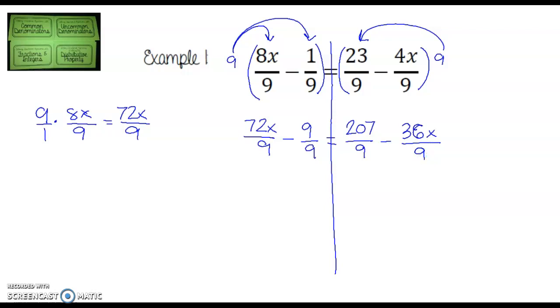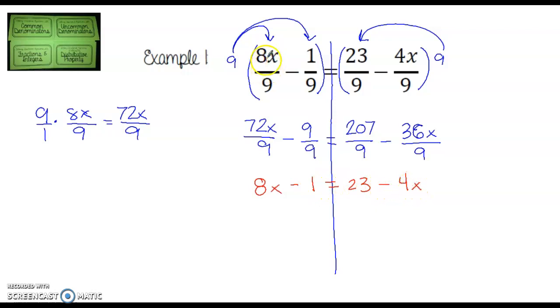Now, if we look at this fraction in particular, it's easy to see that we can take 9 divided by 9 and turn that into a 1, right? Over here, 9 goes into 72 8 times, so we can actually turn that into an 8x is equal to 207 divided by 9 will give you 23, minus 36 divided by 9 is 4x. Don't forget your variables over here. So we have 8x minus 1 is equal to 23 minus 4x.